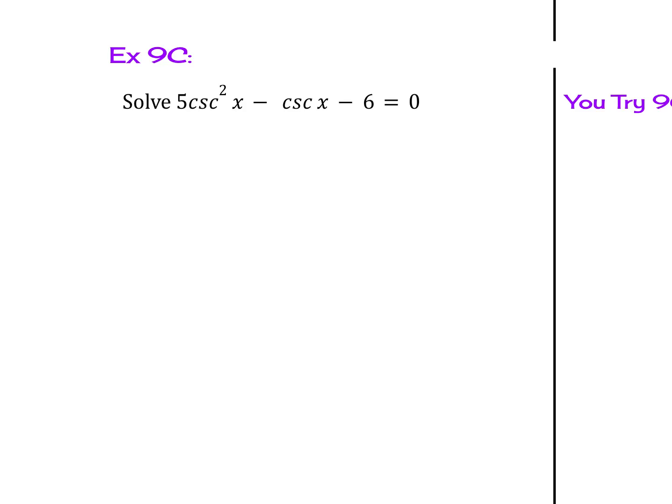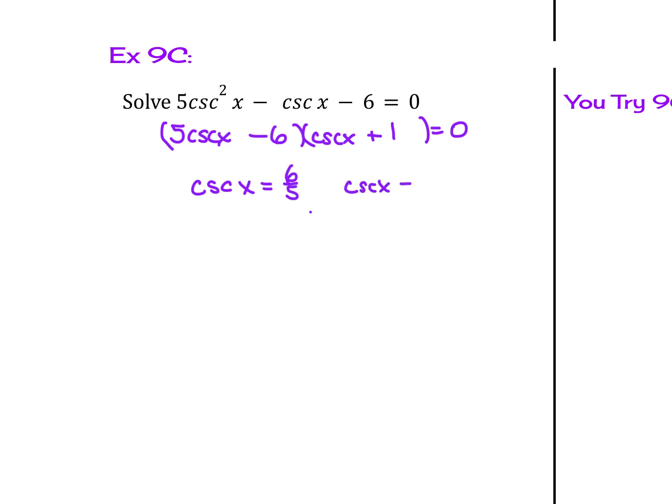Here's more practice in using inverse to solve. We're going to solve 5 cosecant squared of x minus cosecant of x minus 6 equals 0. So first we can factor: 5 cosecant x, and a plus 1 here, and a minus 6. So if you use the zero product property, we have cosecant of x equals 6/5, and cosecant of x equals -1. Now using the reciprocal, we have sine of x equals 5/6, and sine of x equals -1.